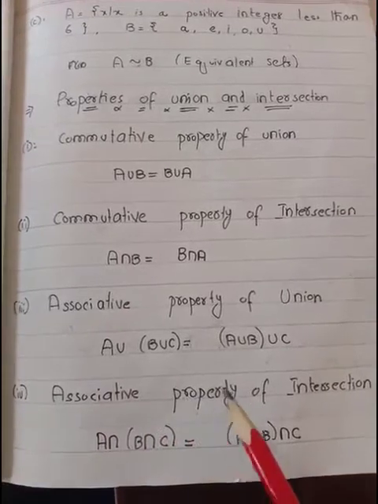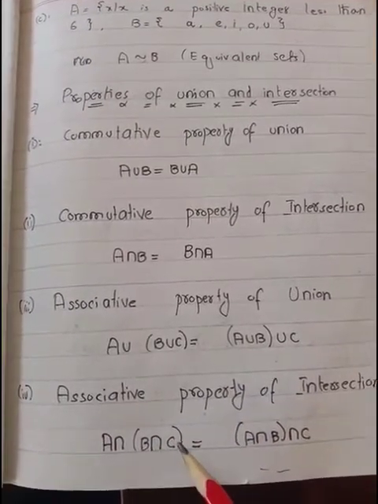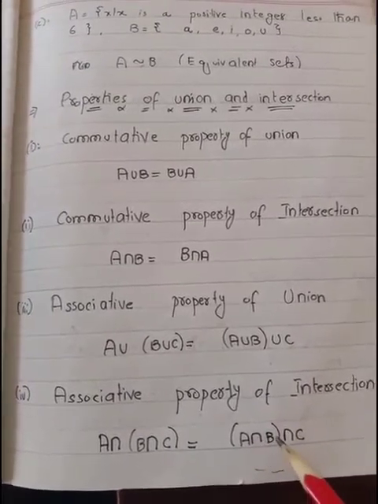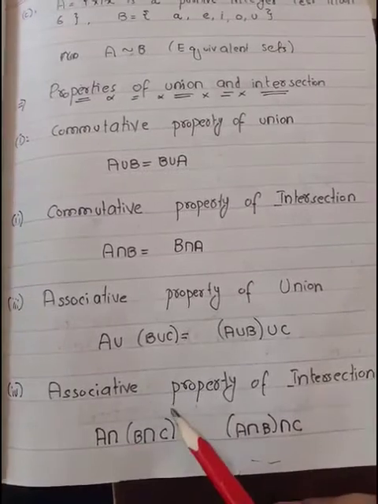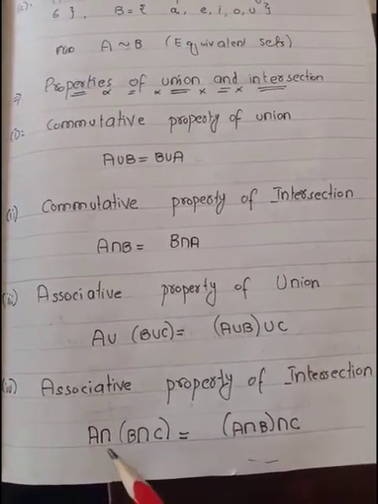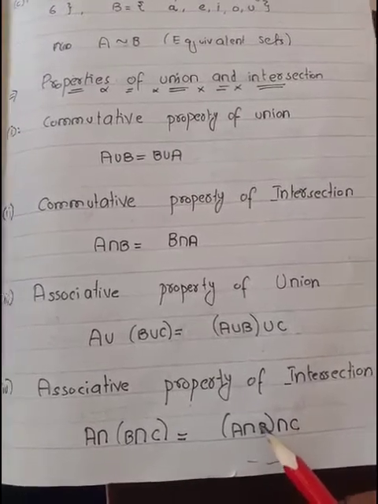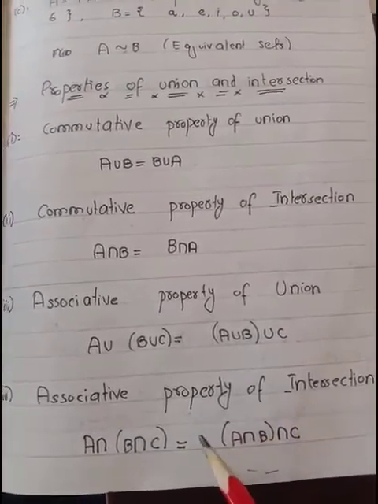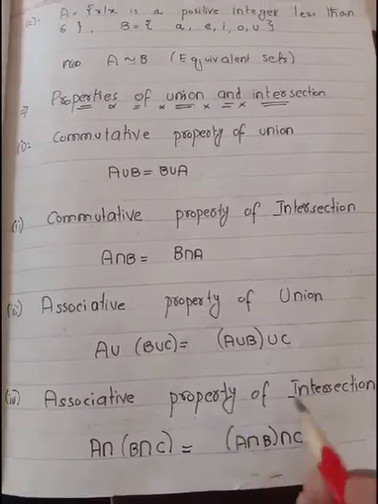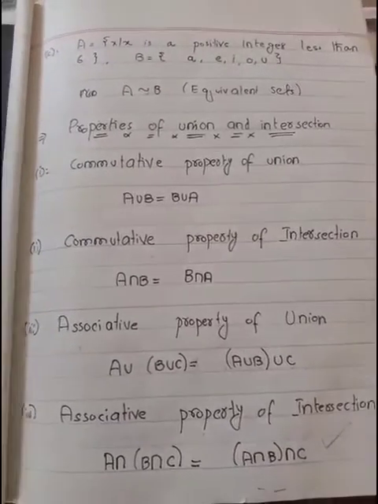Similarly, see here, this is the associative property of intersection. A intersection B intersection C is equal to A intersection B intersection C. First, on this side we will find B intersection C, then we will intersect with A. And on this side, first we will solve A intersection B, then we will intersect with C. The answer of both sides will remain the same. So this is our associative property of intersection.